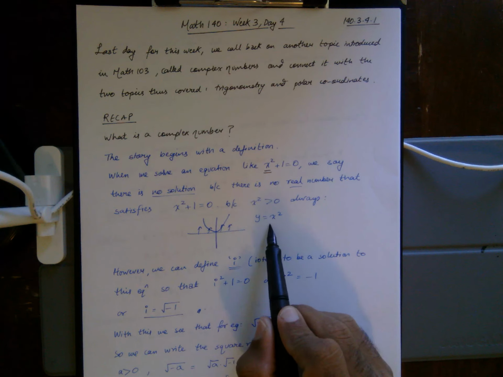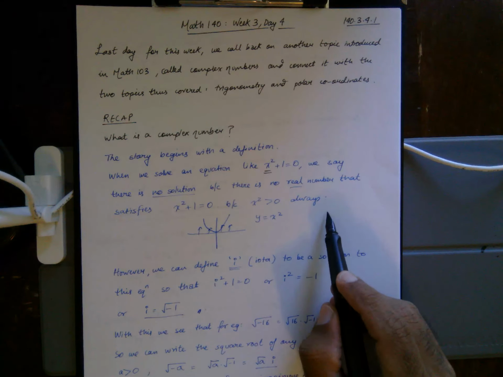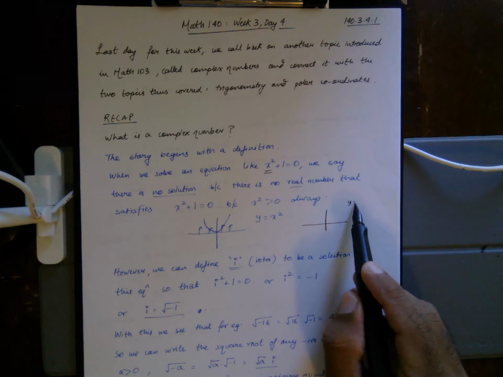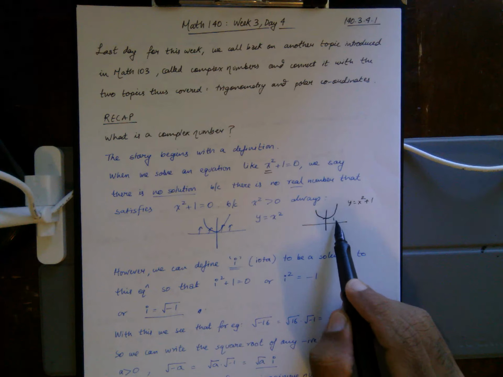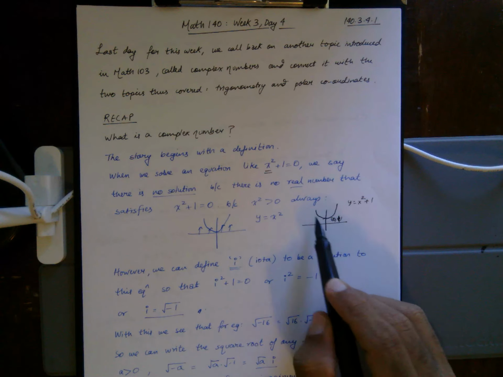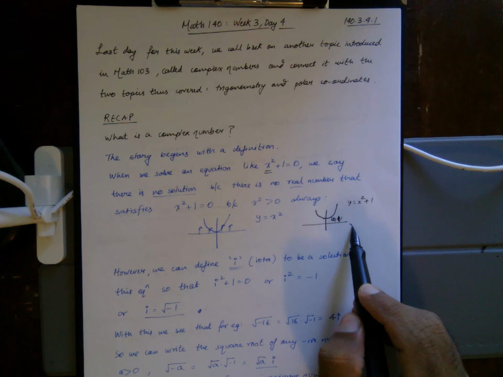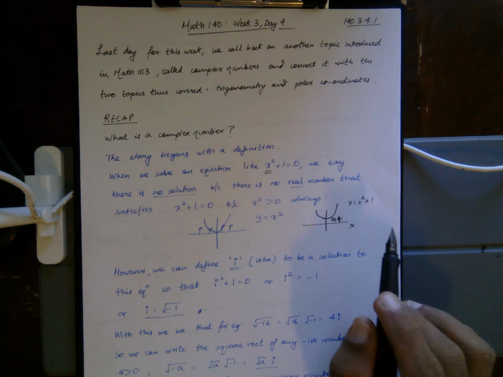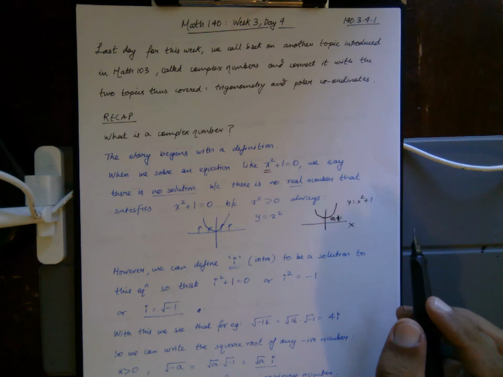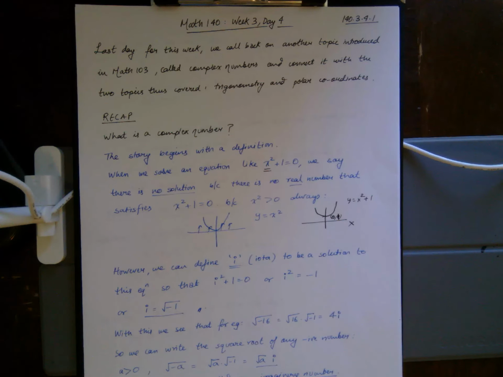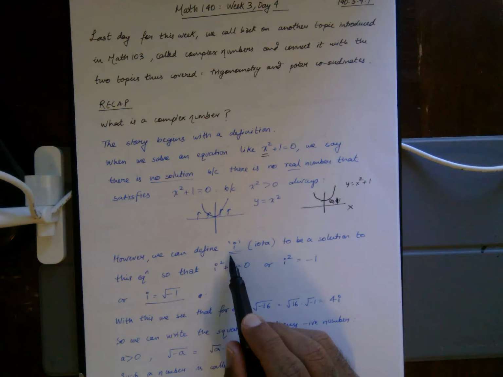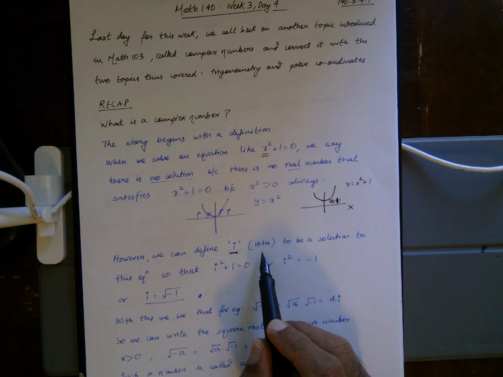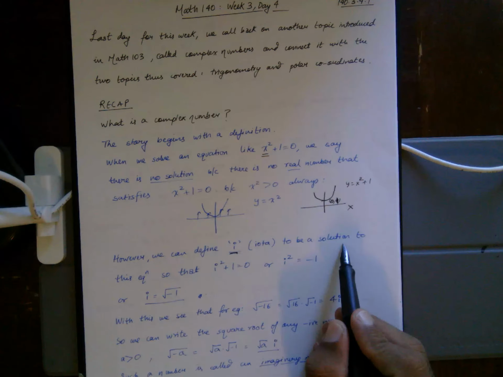This is a plot of y equals x squared. So the plot for y equals x squared plus 1 would be this graph raised by 1. And this never goes through the x-axis, so it can never have a solution. One way to circumvent this problem is to define. We define this number i, called iota, to be a solution of this equation.